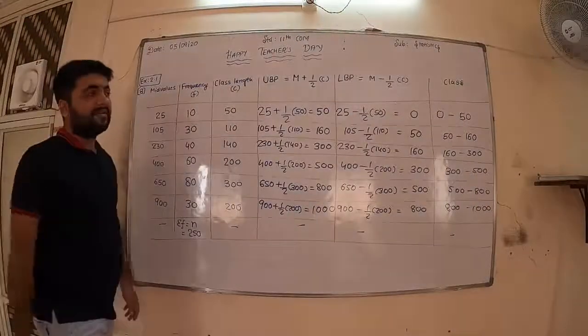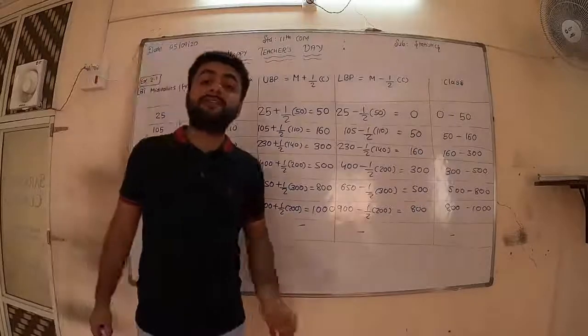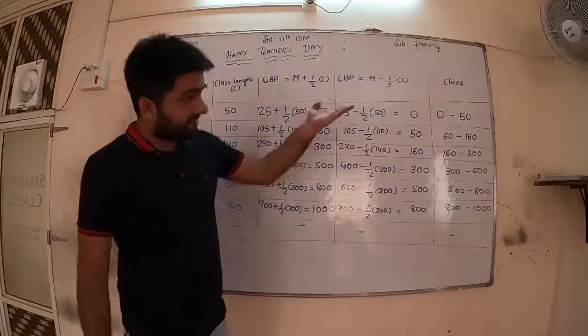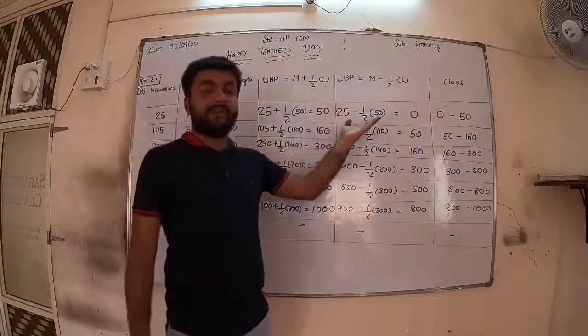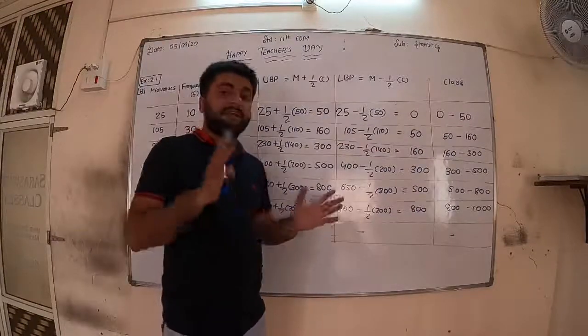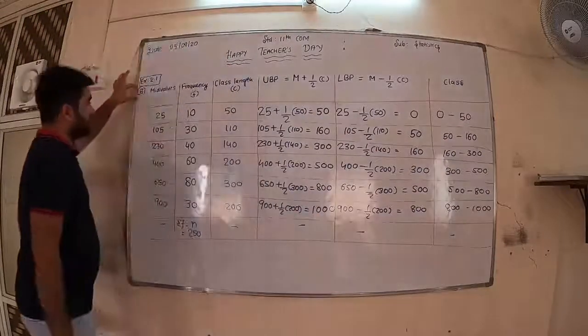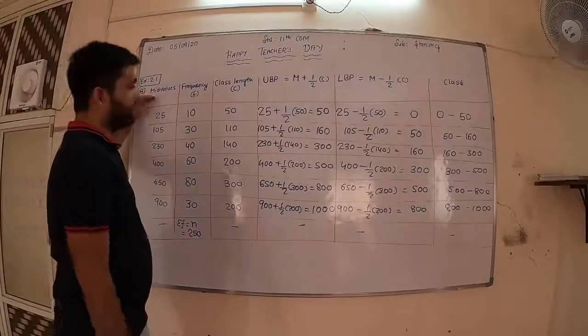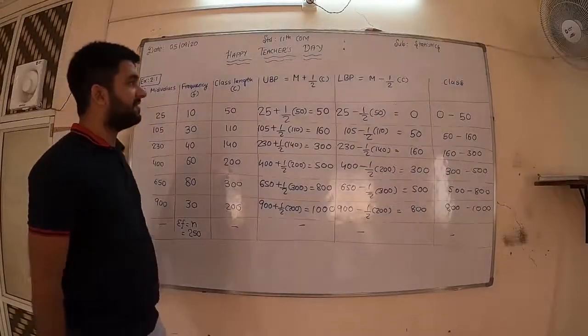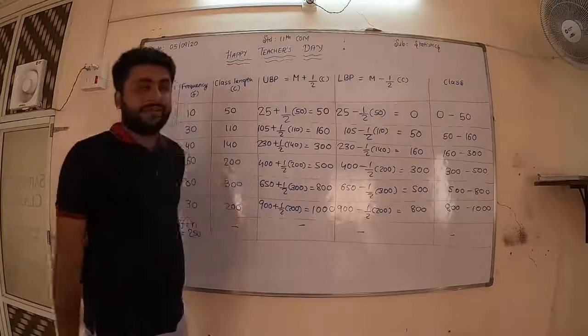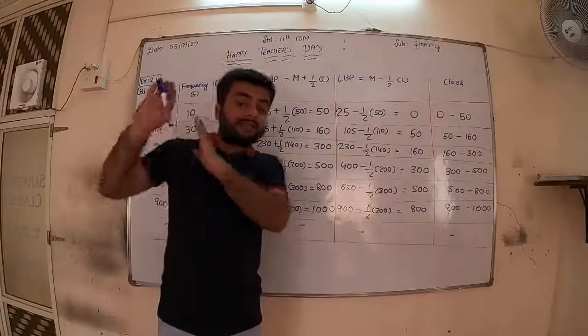Class lengths are not given, and also they are asking to find the exclusive class. So first we will find the exclusive, then the inclusive class. Again I am saying, what is the difference between the 8th and 9th sum? In the 9th sum, if you see, mid values and frequency are only given, class length is not given, and also the classes are asked inclusive.